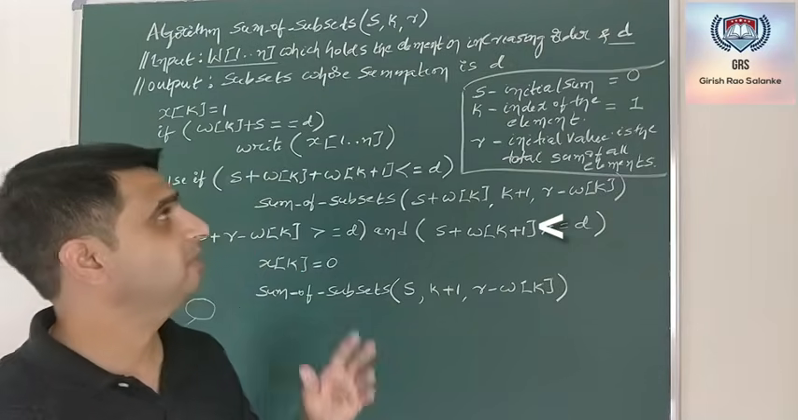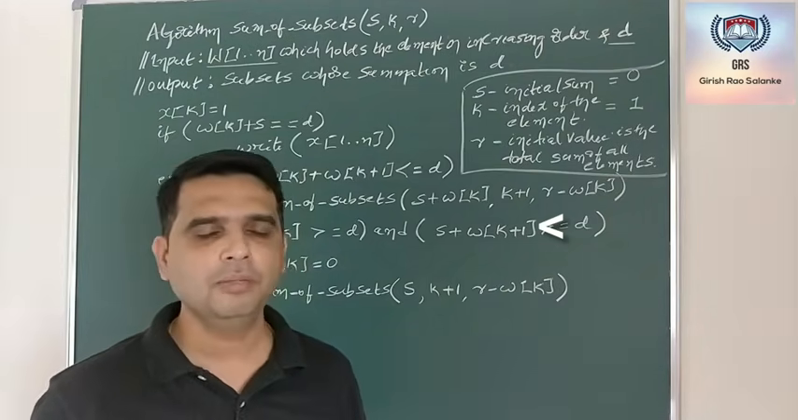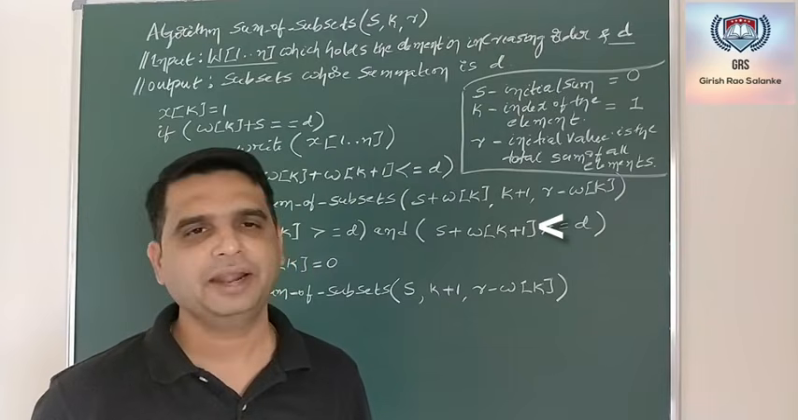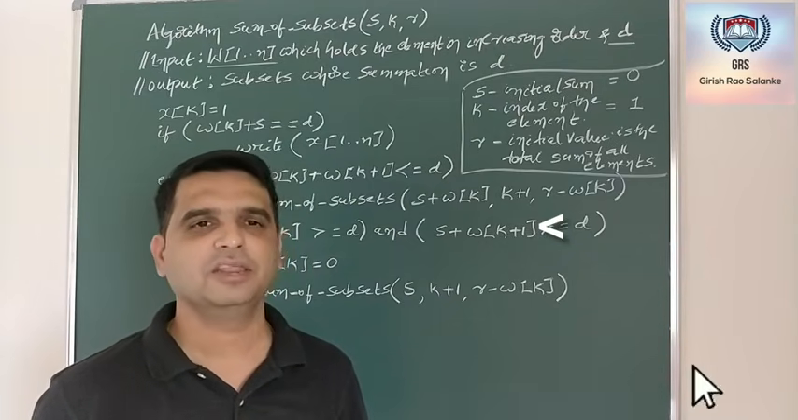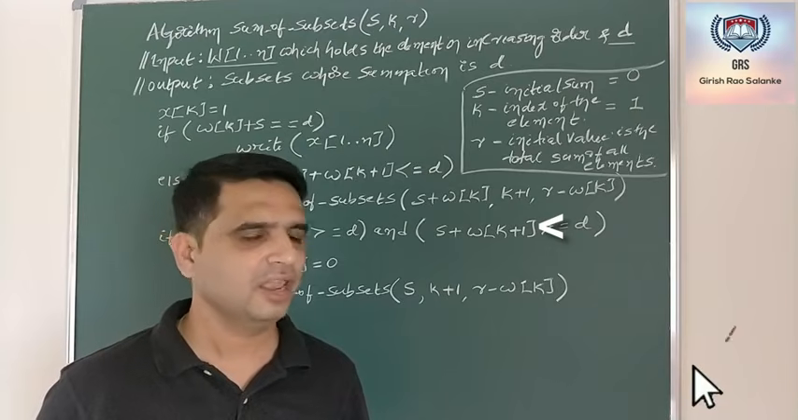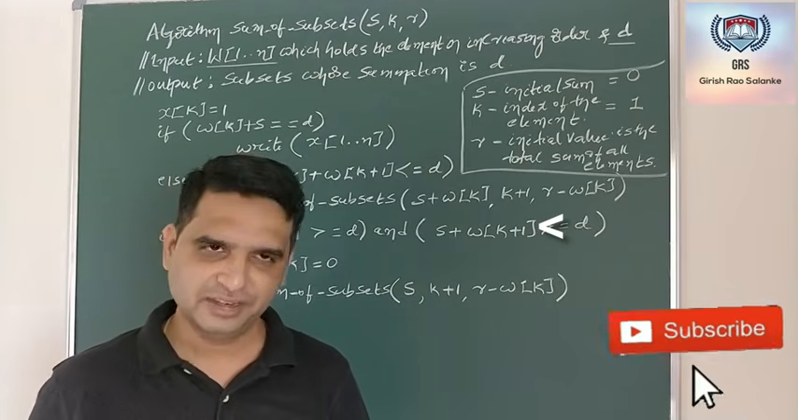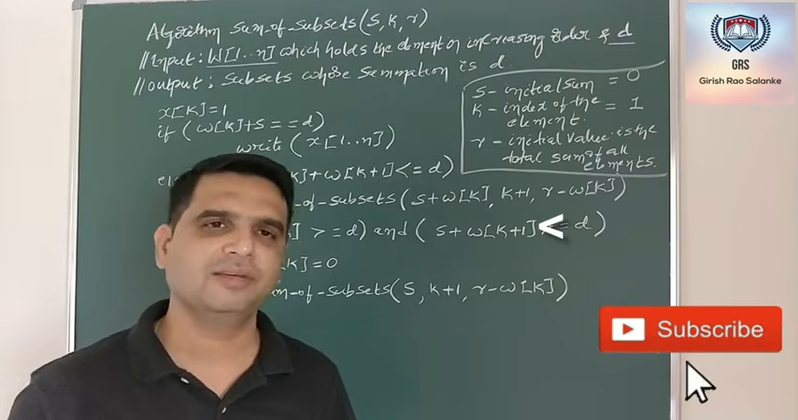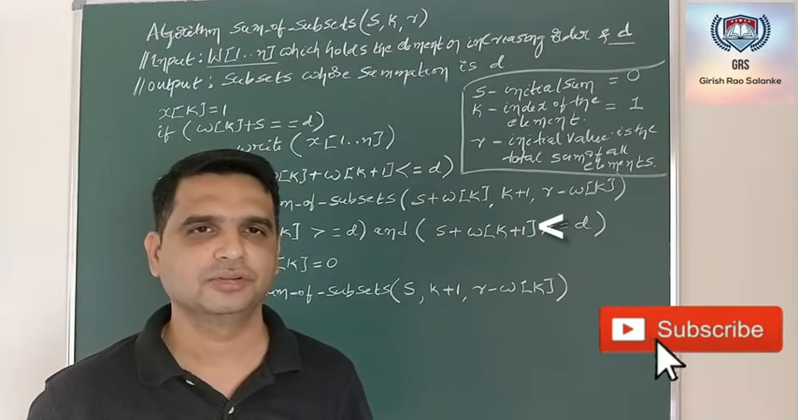Hope this was clear. This was about the sum of subset problem, how it can be solved using the backtracking approach. Note that in case of backtracking, to build the state space tree, we use a DFS method, and in the state space tree we come across promising as well as non-promising nodes.